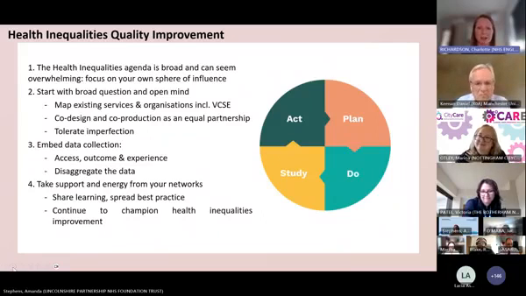So I would end on the message that we should all be continuing to champion health inequalities improvement and use that health inequalities lens in all of our work. Thank you very much, and I'll hand over for any questions or discussion points.